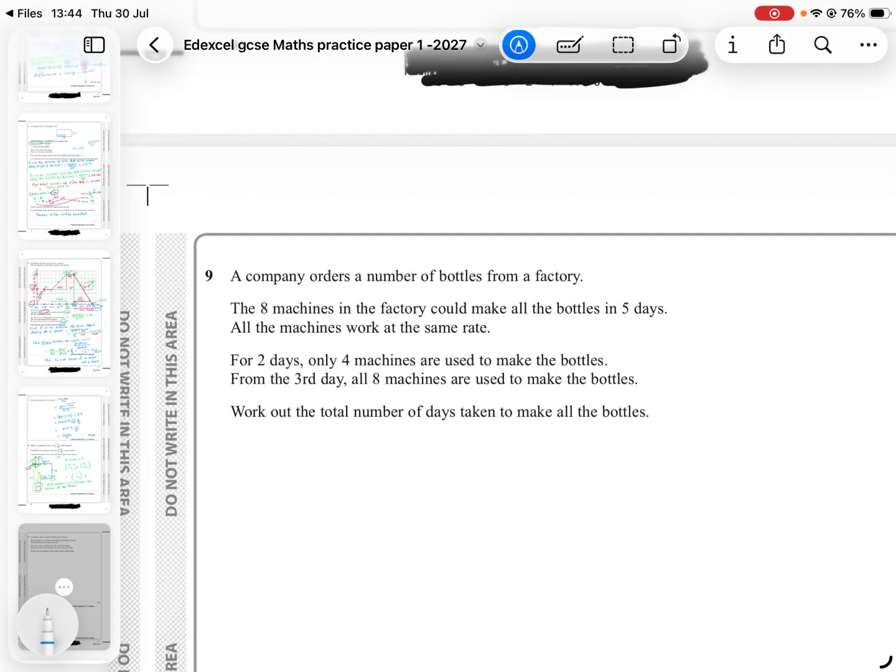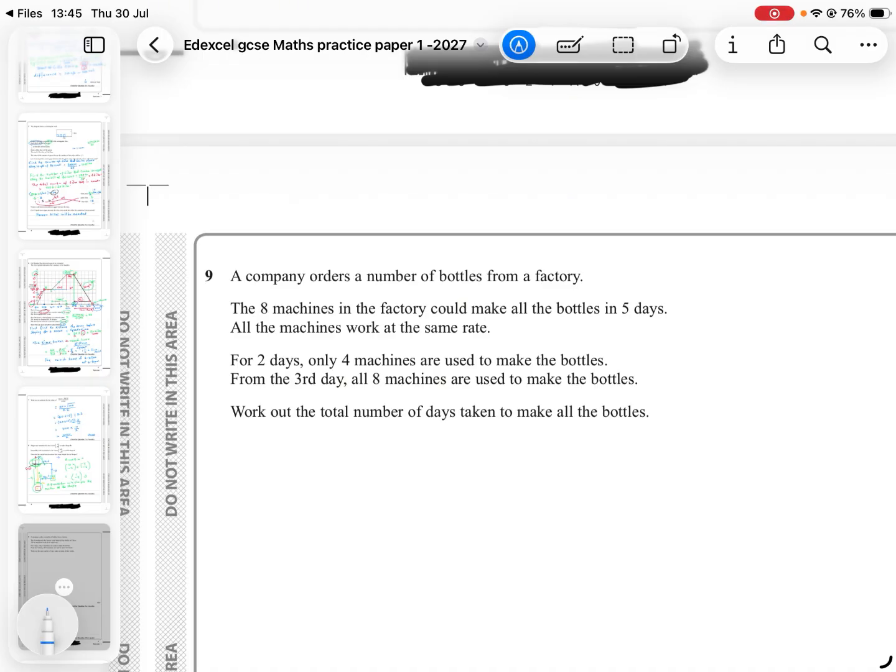Hi, I am going to walk you through question 9. A company orders a number of bottles from a factory. The 8 machines in the factory could make all the bottles in 5 days. All the machines work at the same rate. For the first 2 days, only 4 machines are used to make the bottles. From the third day, all 8 machines are used. Work out the total number of days taken to make all the bottles.